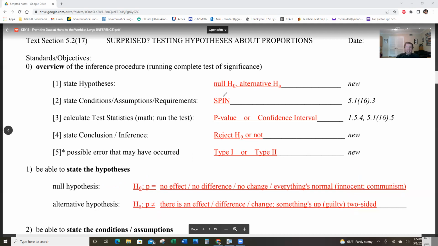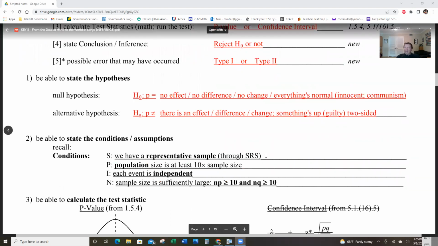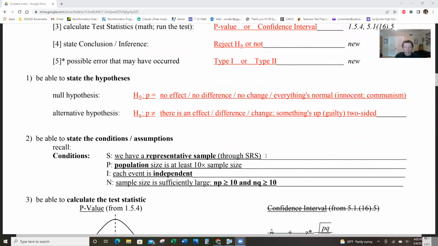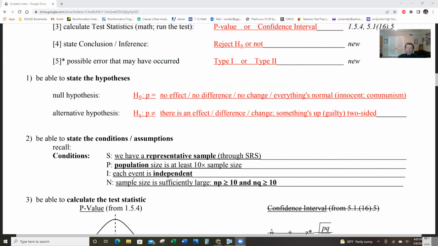And the assumptions, it's the SPIN acronym. Let me just go ahead and slide down so you can kind of see that. If you remember the SPIN acronym, the S stands for representative sample. You have to have a representative sample or a well-done experiment. The population needs to be at least 10 times the sample size. Each event has to be independent, and then we have to have enough samples.